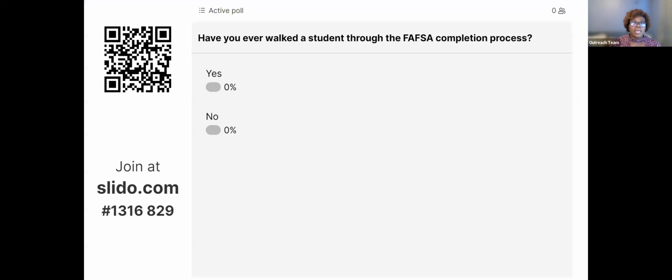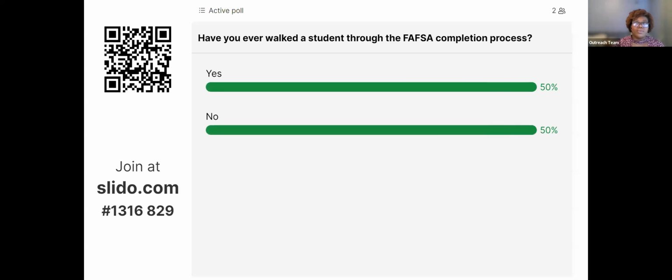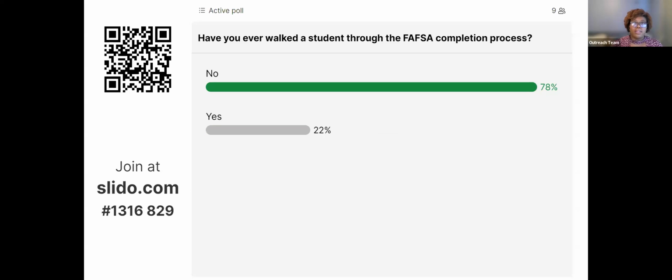All right, we talked about financial aid basics. We talked about the different types of aid and the sources. So let's talk about the FAFSA. I have another poll for you all to complete. Tell me, have you ever walked a student through the FAFSA completion process? Again, this is just a temperature gauge to get an idea of who's in the room with us today. So scan the code and let us know.